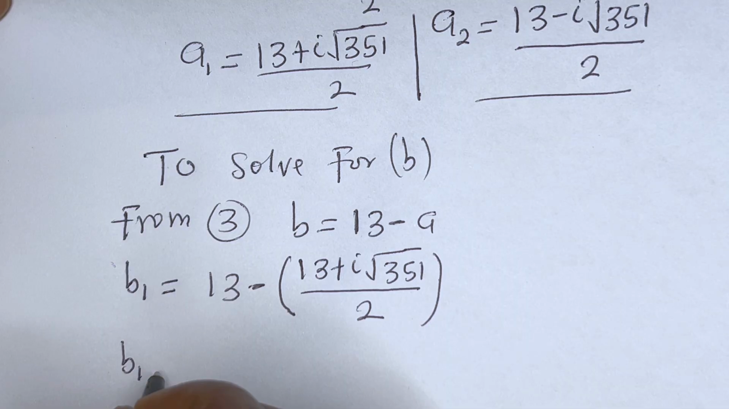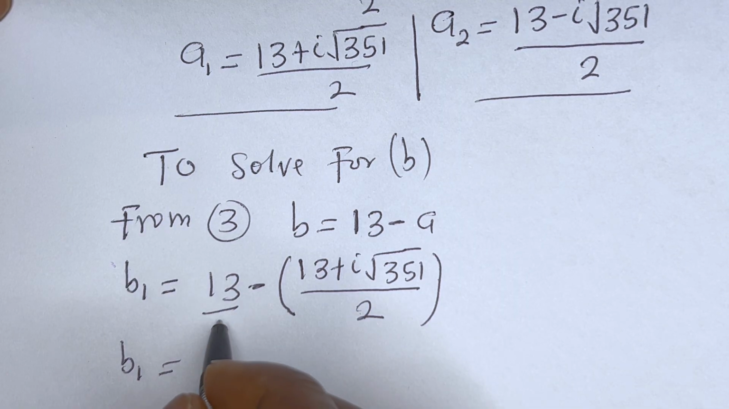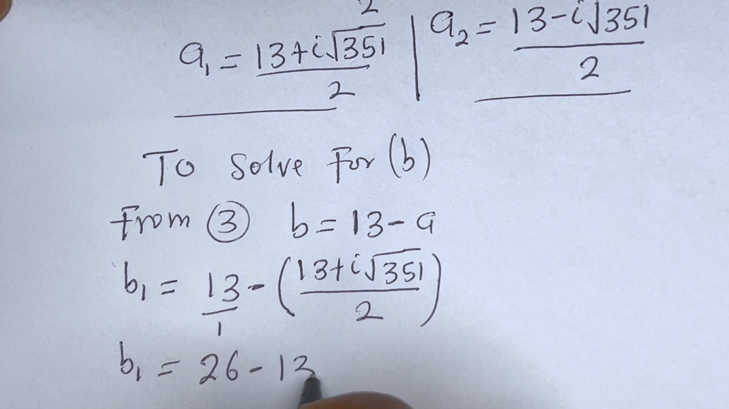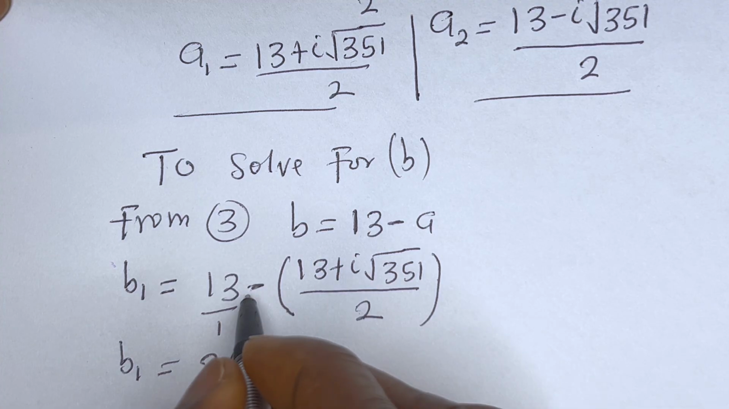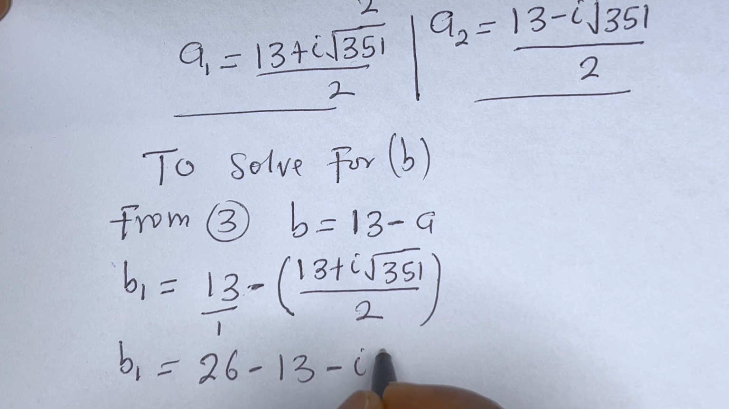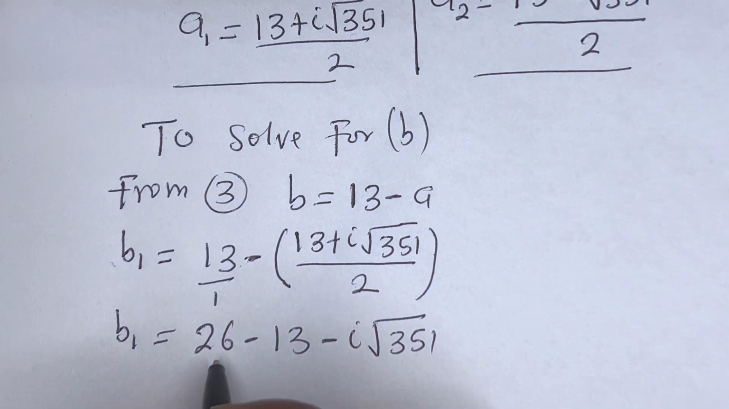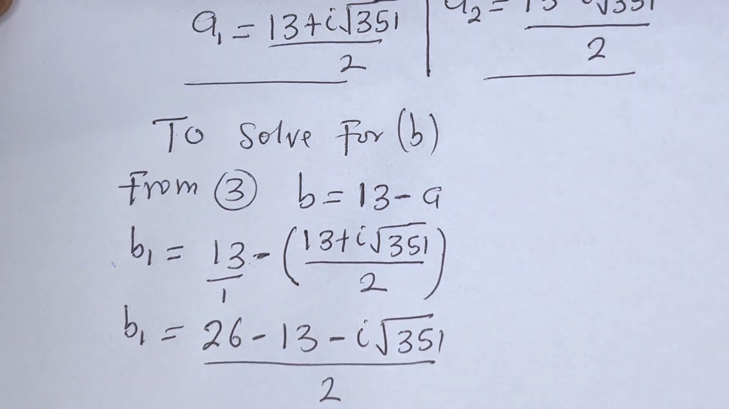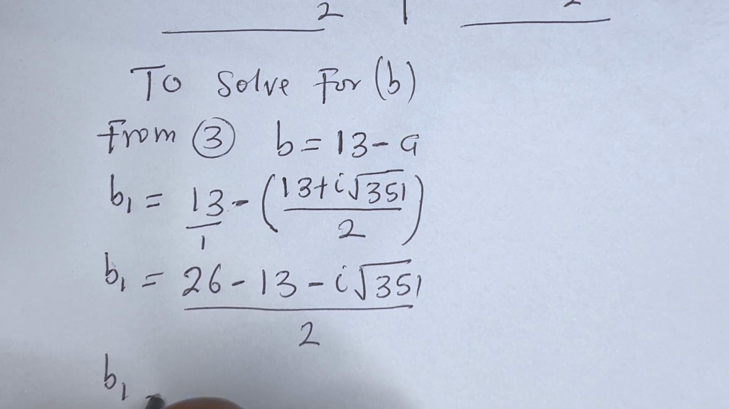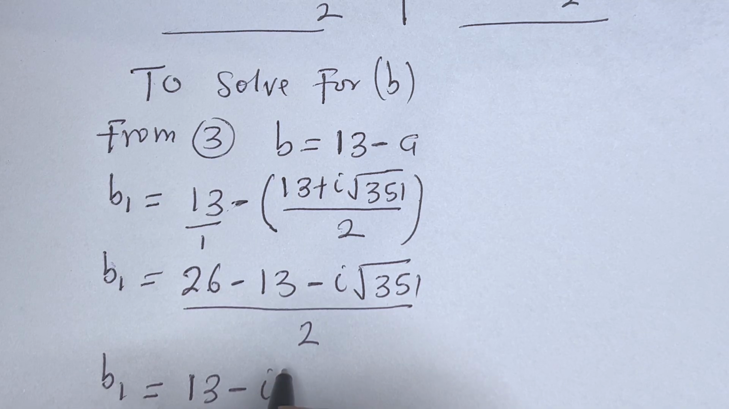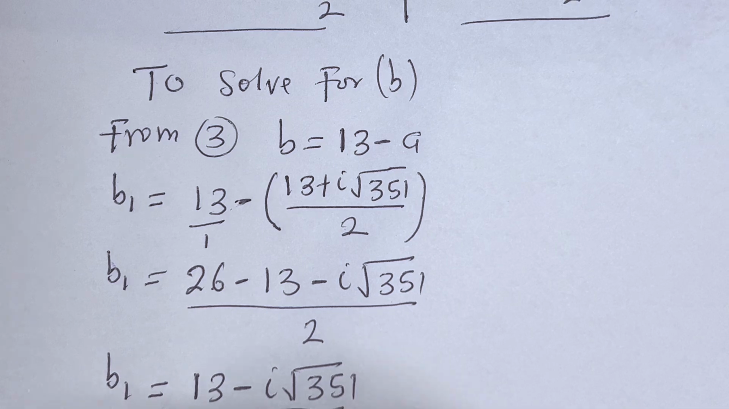Then B1 is equal to, this is over 1, the LCM is 2. 1 into 2 times 13, that is 26, minus 13. If you open the bracket with this negative, we have minus i square root of 351 over 2. B1 is equal to 26 minus 13, that is 13 minus i square root of 351 over 2.